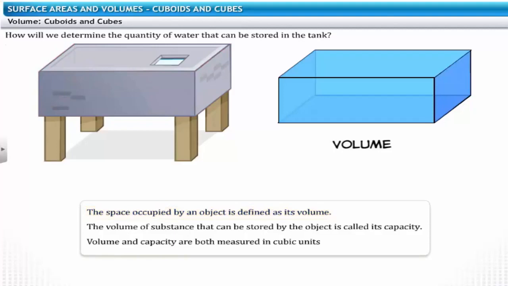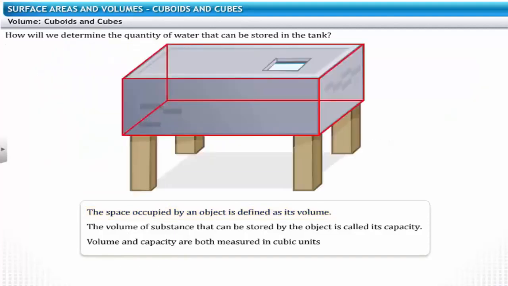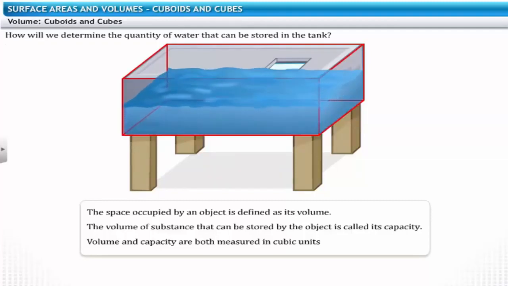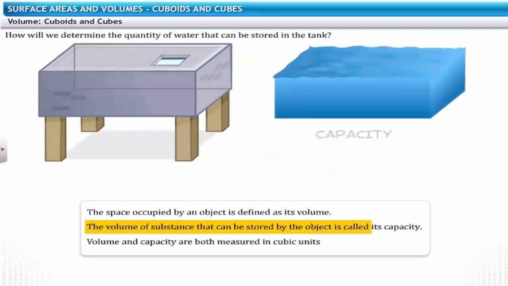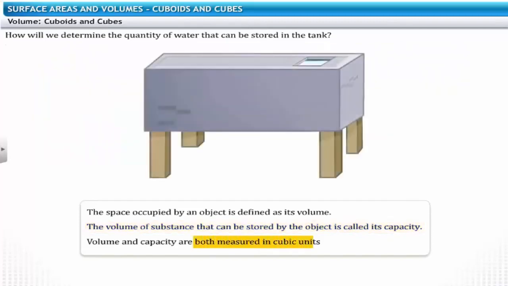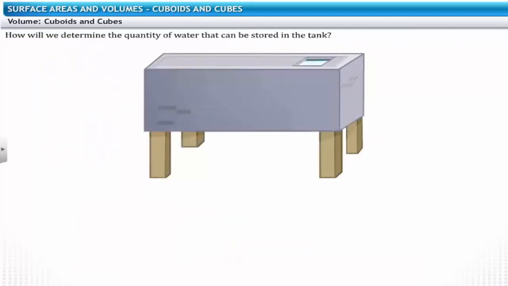Now, if the object is hollow, its inner space is empty. The empty space can be occupied by air or it can hold some liquid. The volume of substance that can be stored by the object is called its capacity. Both are measured in cubic units. Now, in case of the tank, if its length, breadth, and height are known, then we can derive the formula to calculate the volume of the tank.